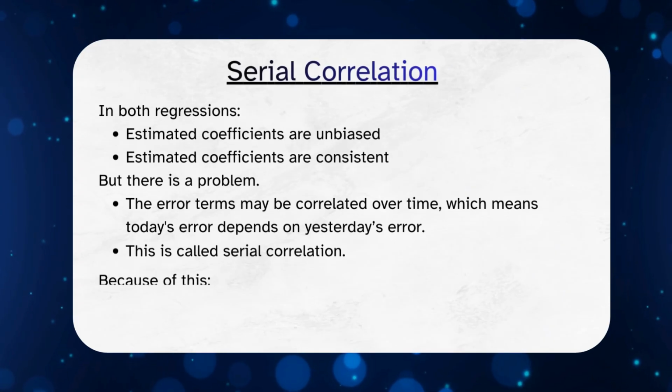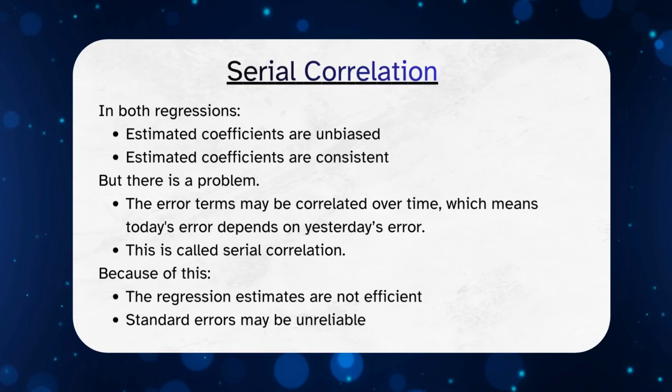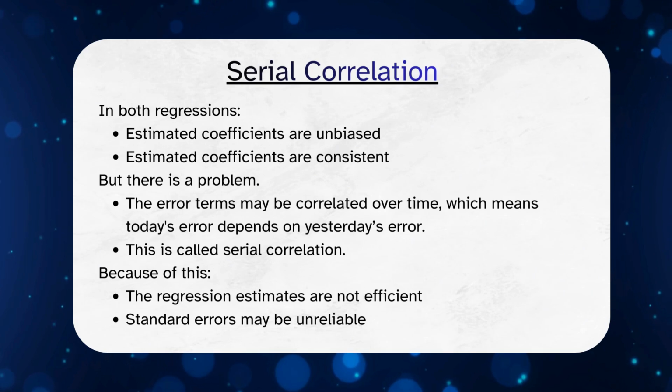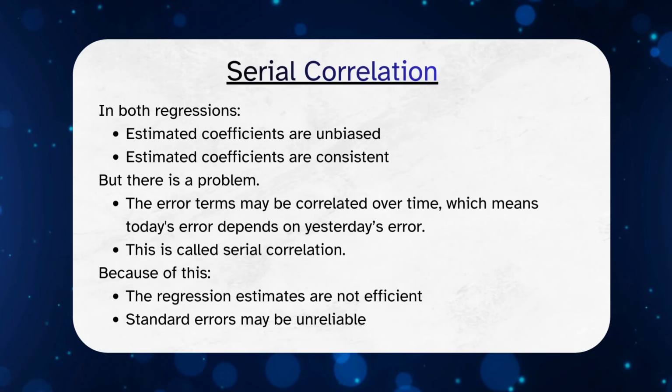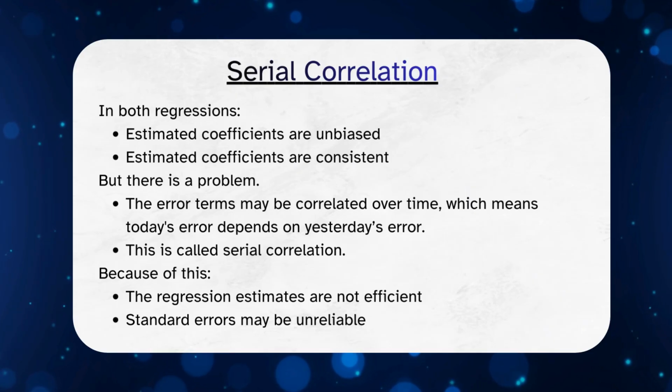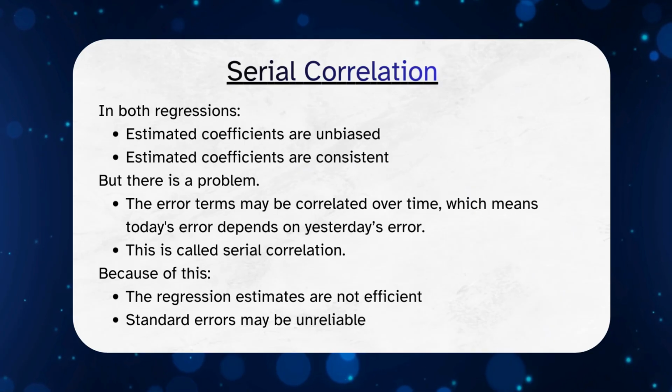Both approaches produce regression coefficients that are unbiased and consistent. However, there is a common problem. The error terms may not be independent over time. Instead, they may be serially correlated, meaning today's error may be related to yesterday's error. Because of this serial correlation, the regression estimates become less efficient.